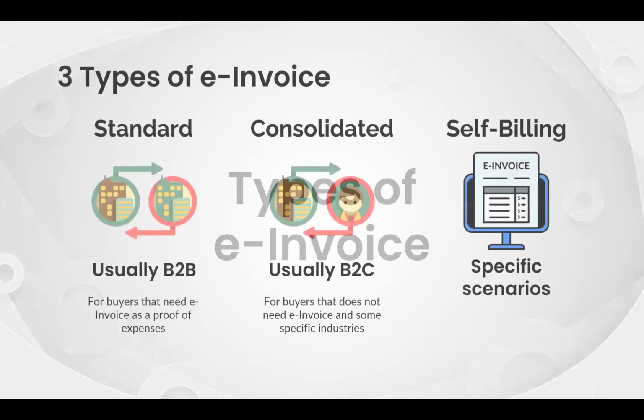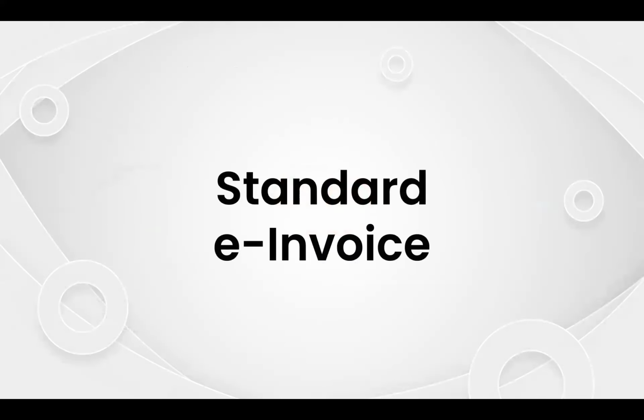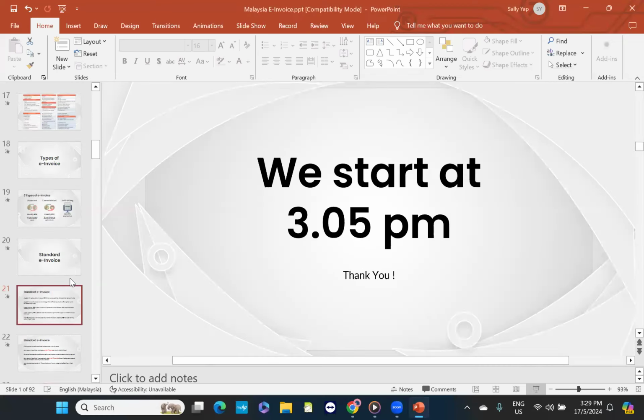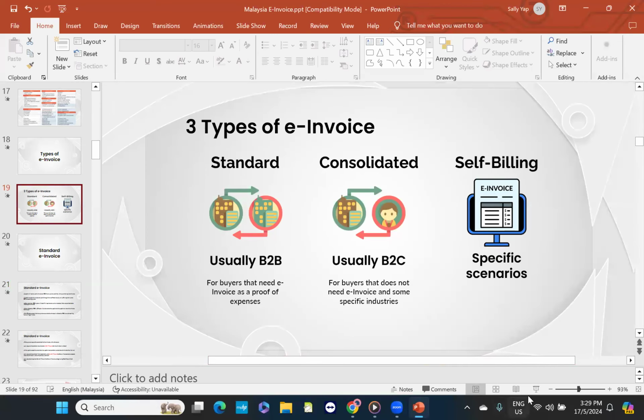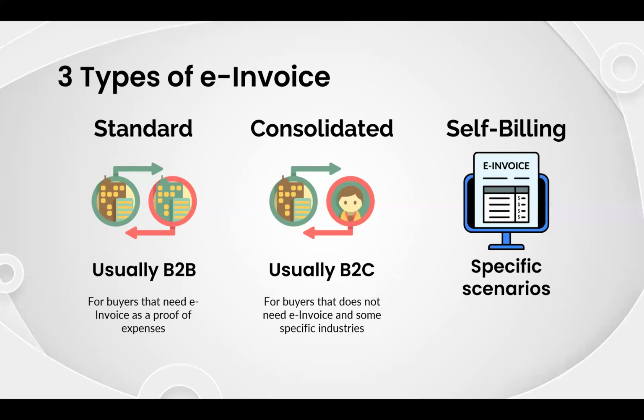So let's see what types of invoices are under e-invoice. There are three types of e-invoice. The first one is the standard e-invoice, which is business to business. That means if I'm doing business and you are doing business, I will issue the standard e-invoice to you, for buyers that need the e-invoice as a proof of expense.